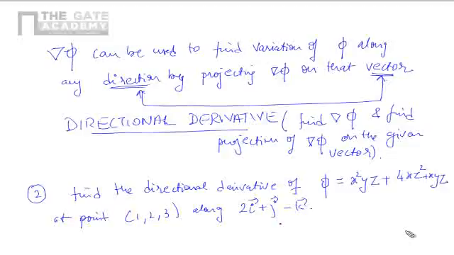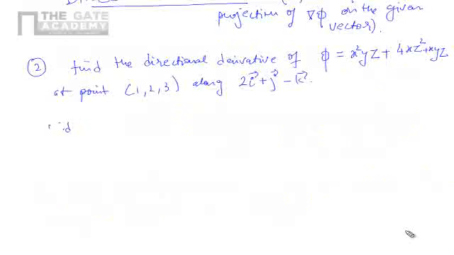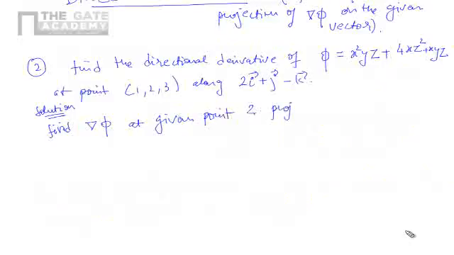So first thing is we have to find, so the solution is this way. Find del phi at the given point and project it on the given vector.